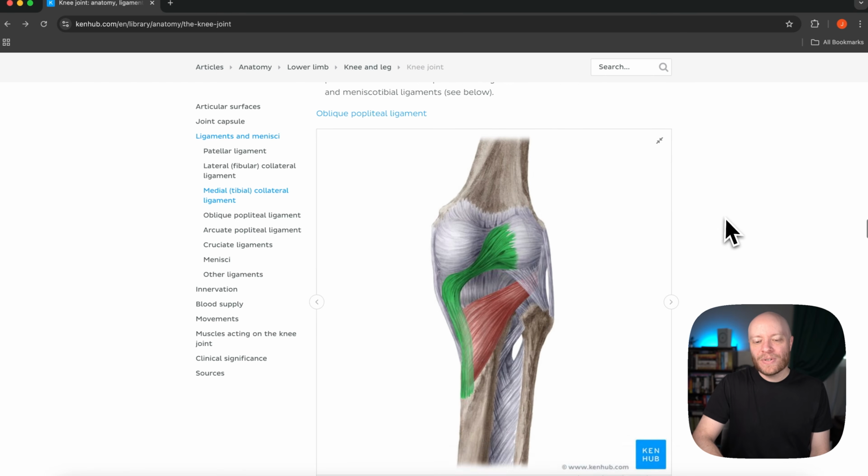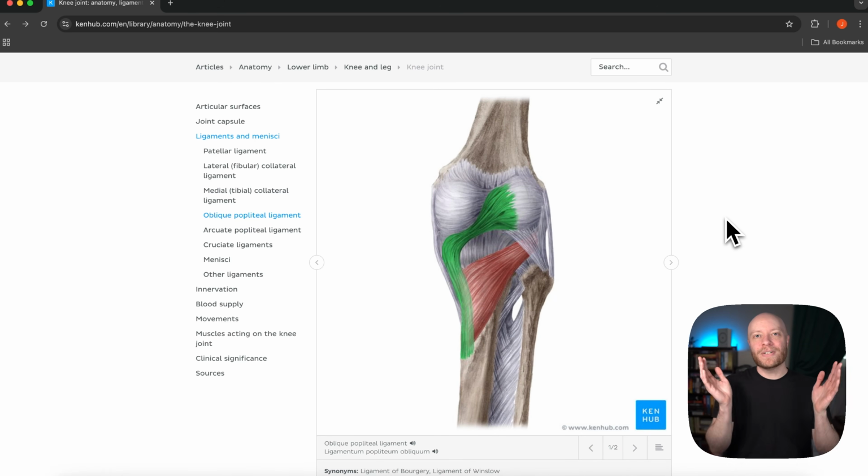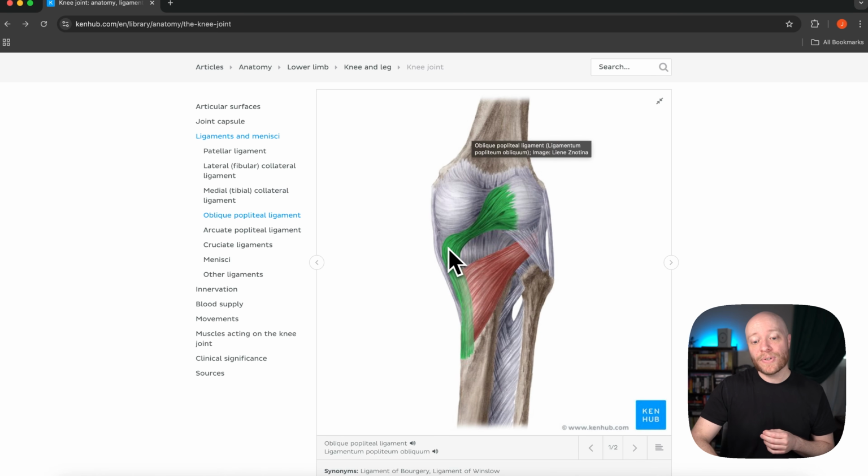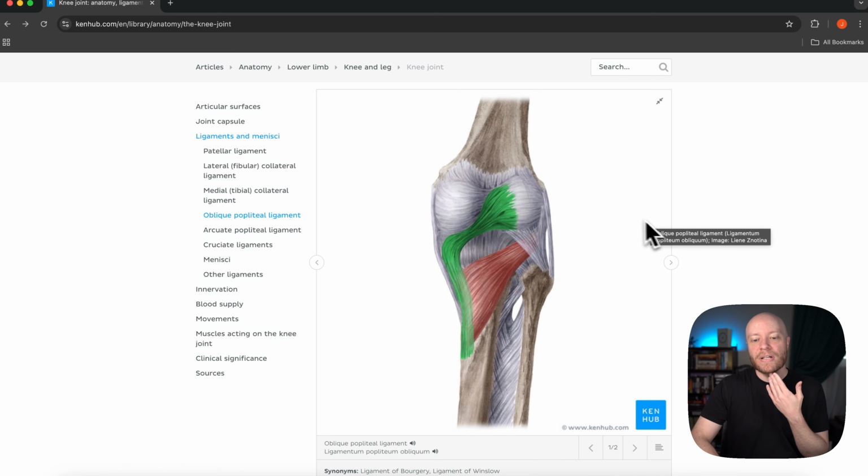Now I want to talk about two ligaments that you probably don't know really exist. The first is what's called the oblique popliteal. It's basically an extension of a muscle in the hamstrings called the semimembranosus. The semimembranosus is going to come down and insert on the posterior aspect of the medial condyle of the tibia. And this extension is then going to grow outwardly and cross from the medial to the lateral side.